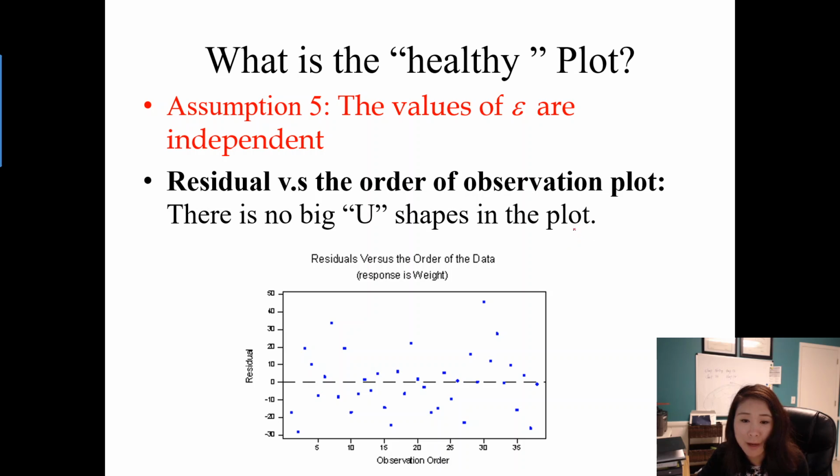So for assumption 5, the residuals are independent. We're using this chart, which has to be created by ourselves. Like I said, in computer skills 6, I actually show you how to get this chart. After you get this chart, what you are looking for is no big U shape. So we are not looking for a U shape; we're actually looking for no big U shape.